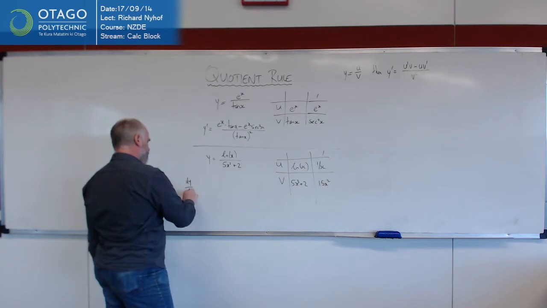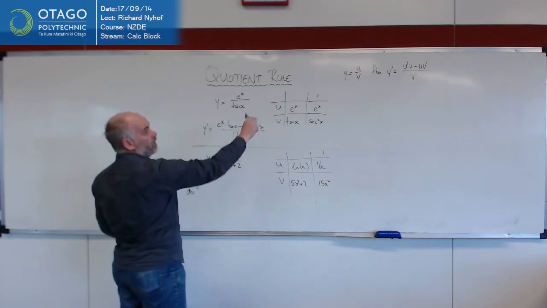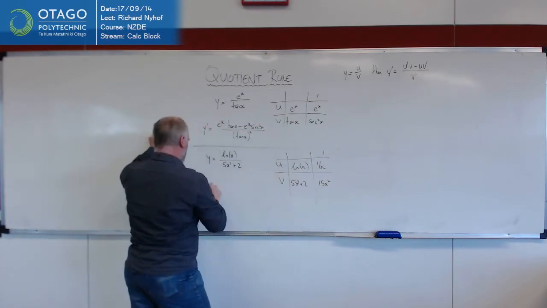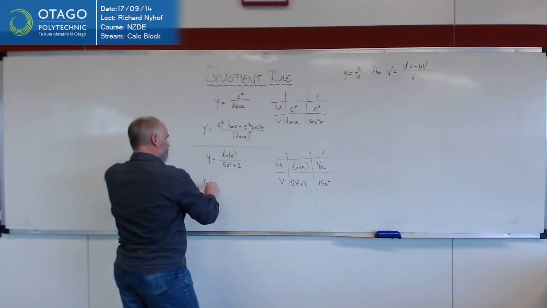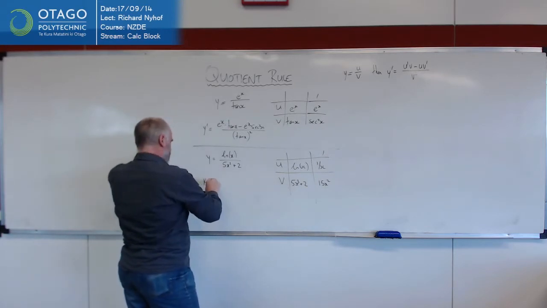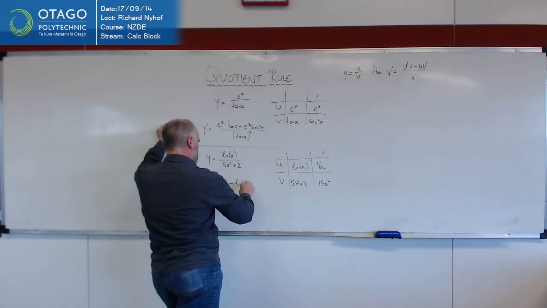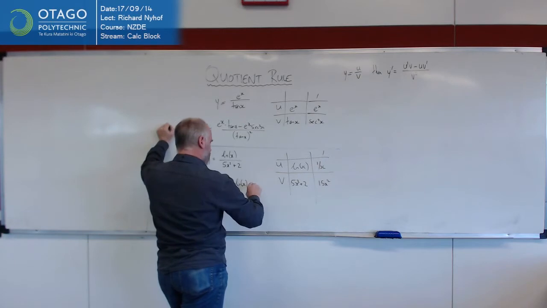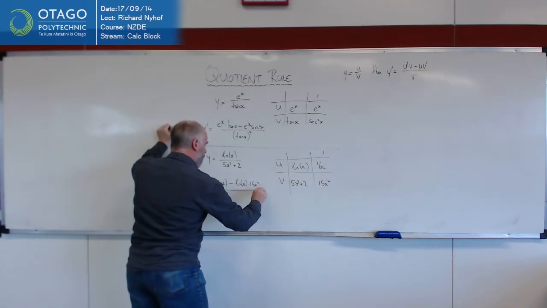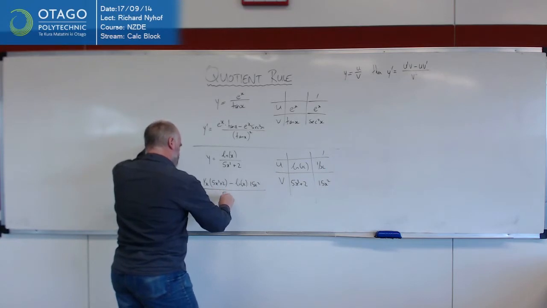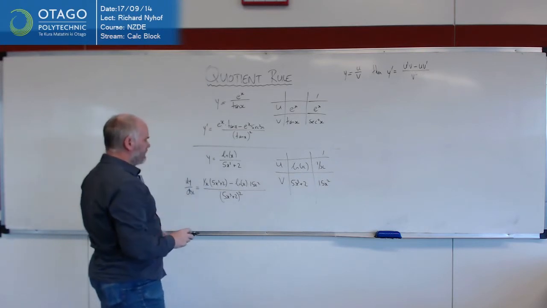So the derivative is, formula, u dash, that's 1 over x, times v, 5x cubed plus 2, minus u, which is natural log of x, times v dash, which is 15x squared, all divided by v squared, that's 5x cubed plus 2 squared.